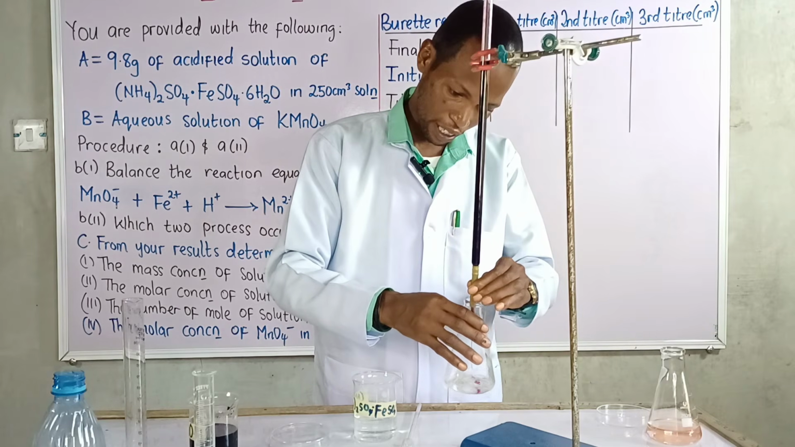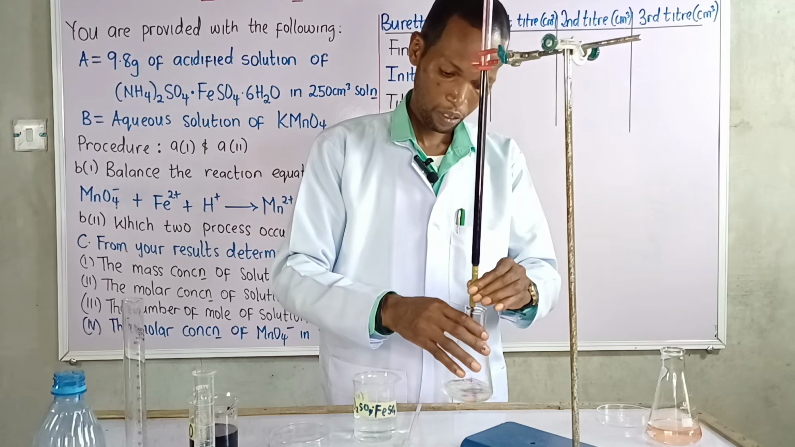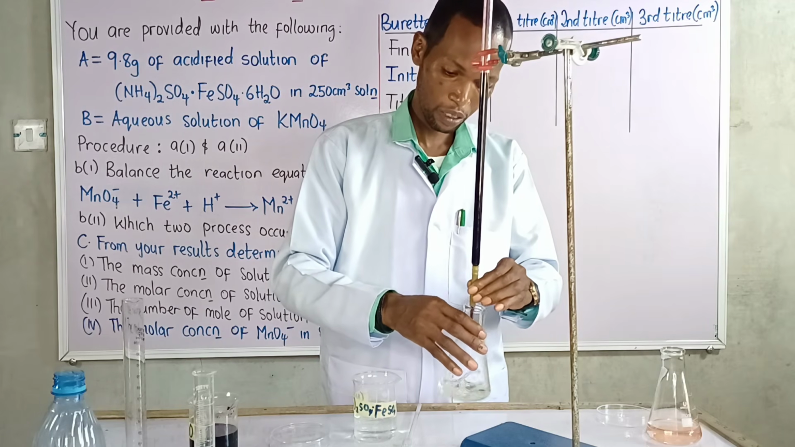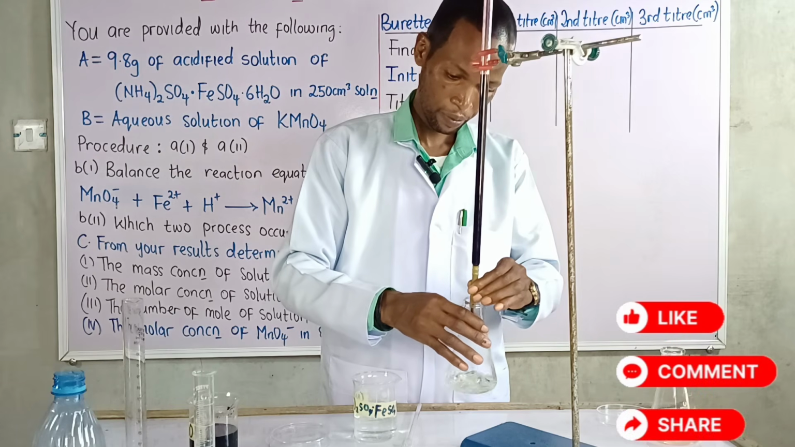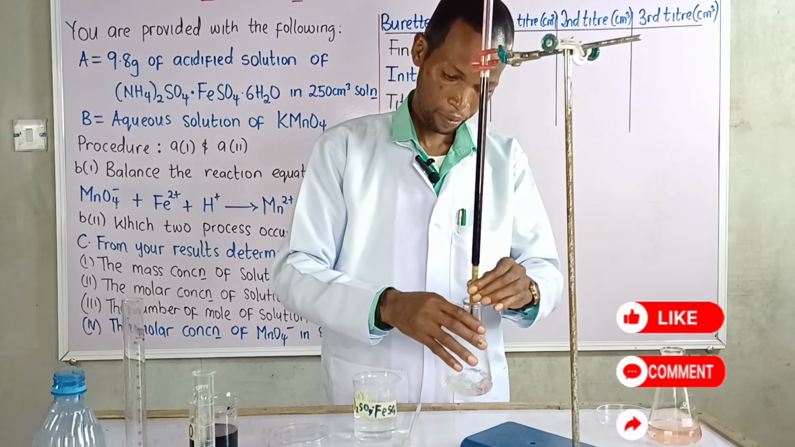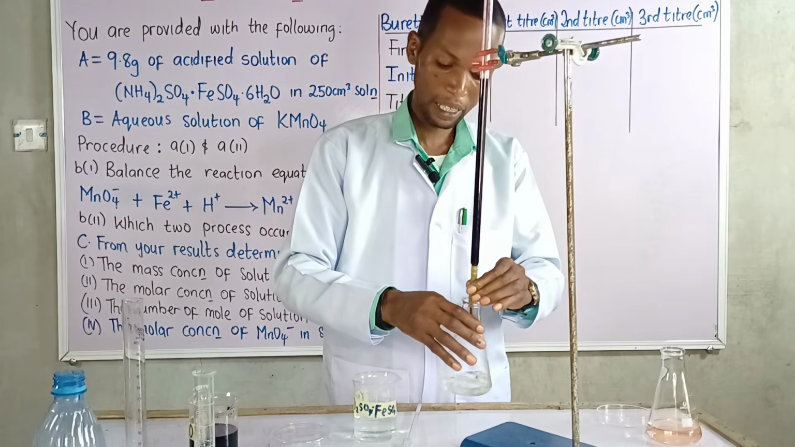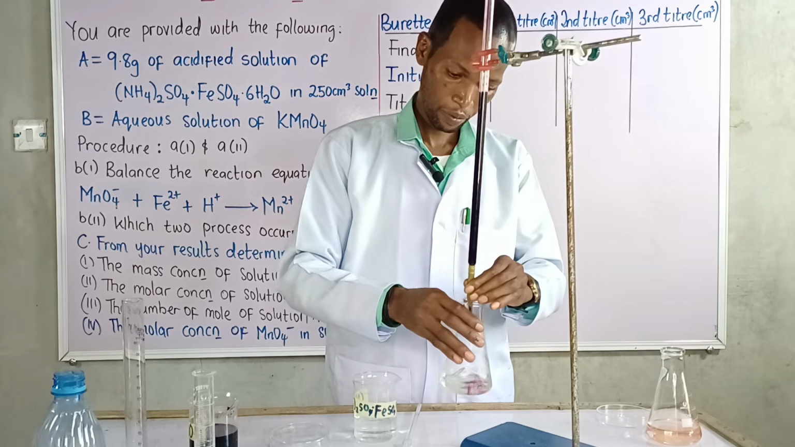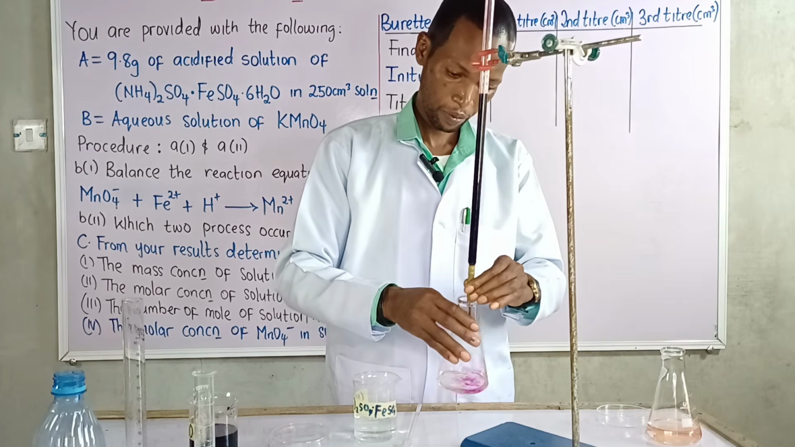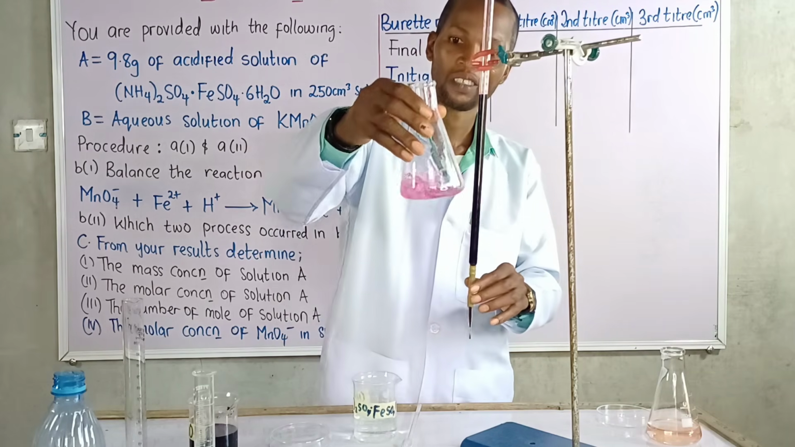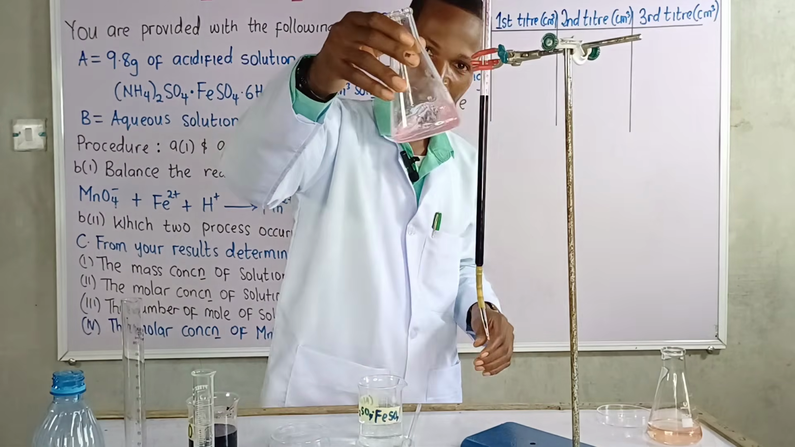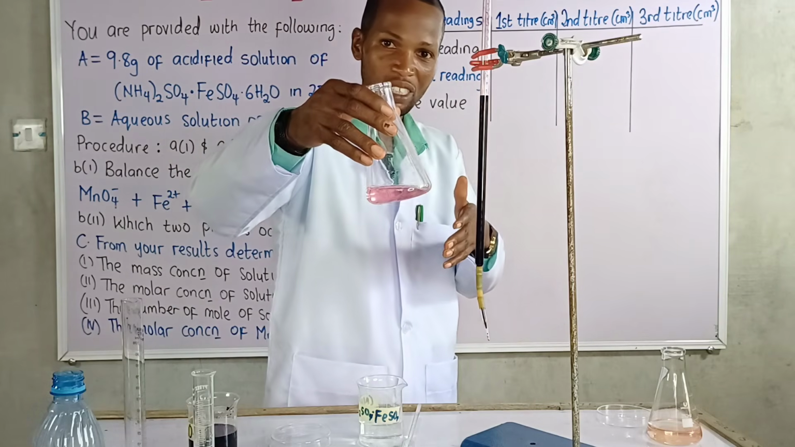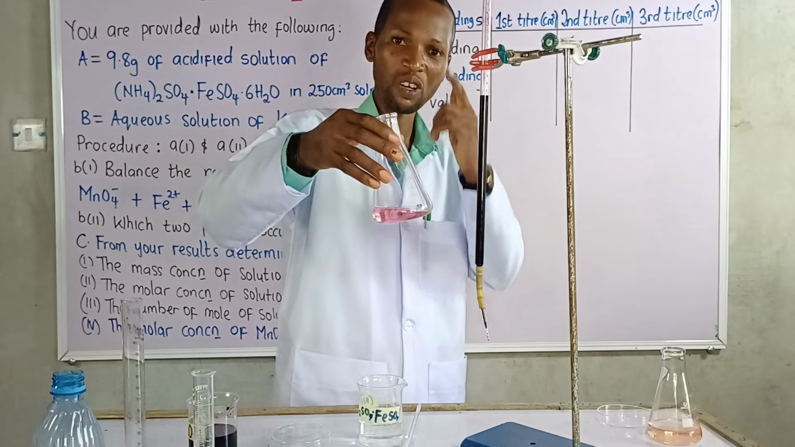So we can see the appearance and disappearance of the pink color. So the endpoint is reached when we have a permanent pink color change. So we start to add drop by drop. Wow. Can you see this? This is interesting. We have a permanent pink color change, which indicates the endpoint for this titration. So we've gotten the endpoint for the third titration.